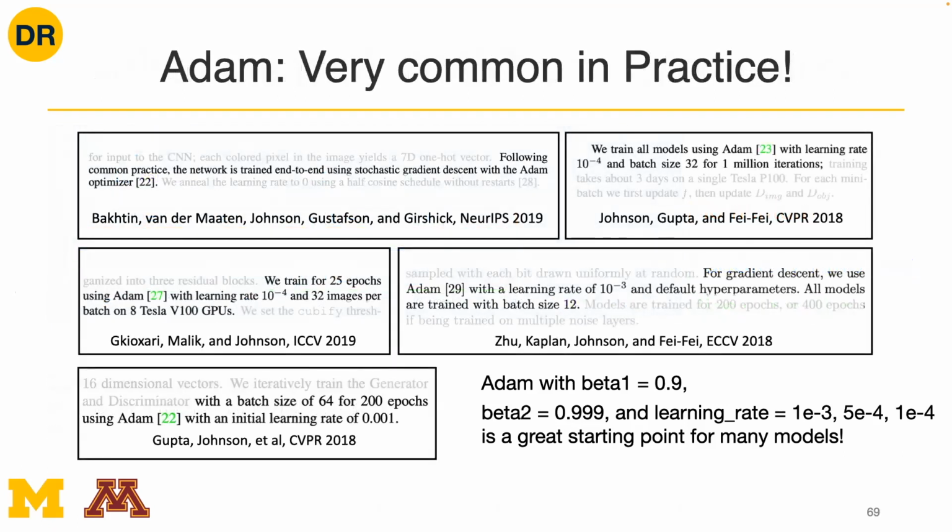Adam is super common in literature. This is just a sampling of papers from the past 4 or 5 years that are from some of the top vision conferences, in this case, but that use Adam. What you'll find is that using Adam as the first choice of an optimizer is not a bad rule of thumb, and then try others after Adam.